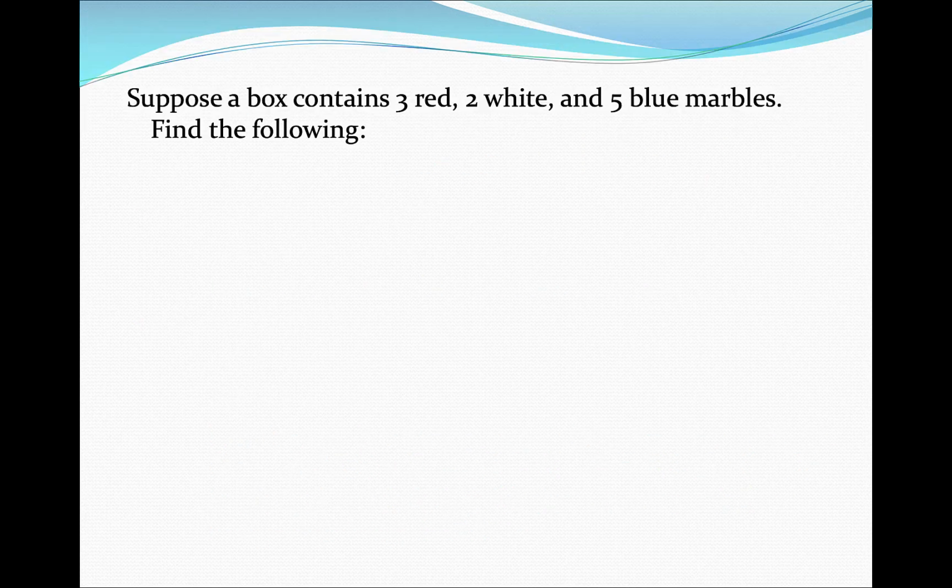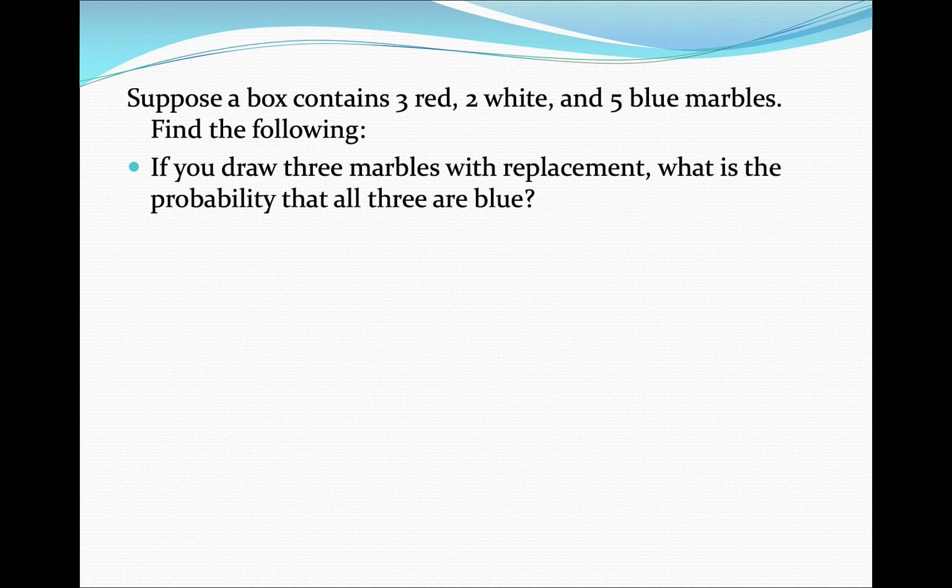The last example really deals with using the multiplication rule, which we haven't talked about. And then it goes back to the idea of the complement rule. So suppose the box contains 3 red, 3 white, and 5 blue marbles, and we're going to find some probabilities based on this. So suppose that you draw 3 marbles with replacement. What is the probability that all 3 are blue?